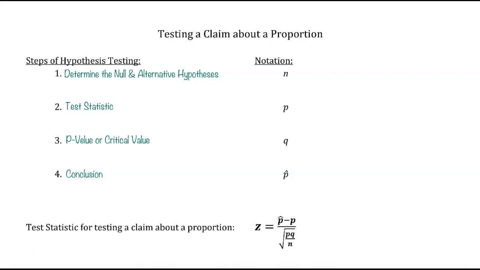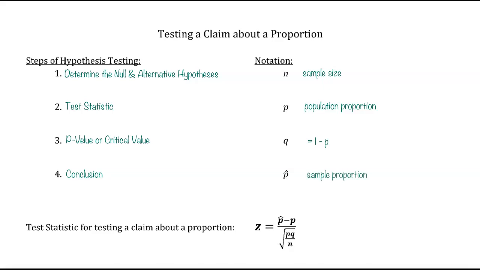It's also important that we're using the correct notation. Lowercase n is the sample size, or sometimes the number of trials. Lowercase p is the population proportion. Lowercase q is 1 minus p. And p hat is the sample proportion.